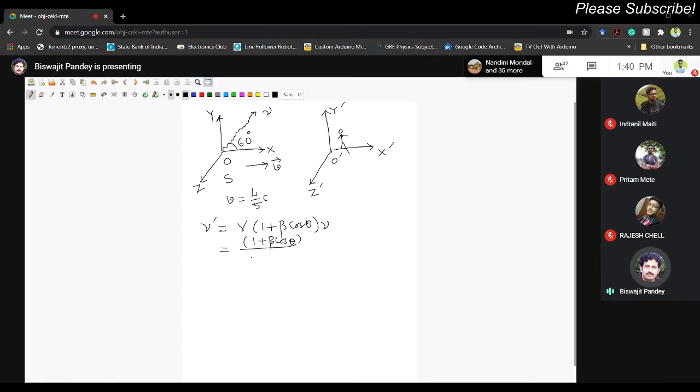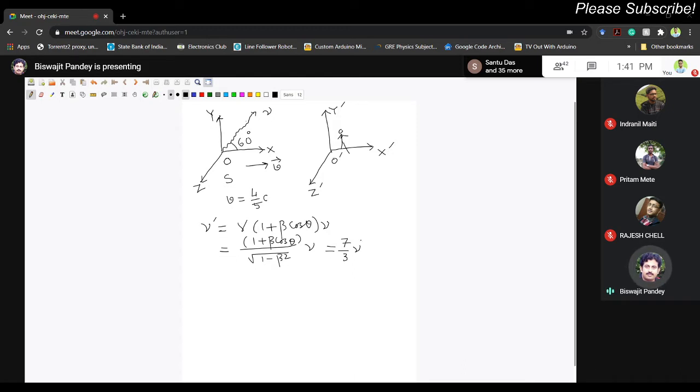And gamma is 1 over the square root of 1 minus beta square, right? So you just put these values, beta equal to 4 by 5 c. Since beta is v by c, c gets cancelled, it will be 0.8, and you have cos 60 degrees here. So put the values: 1 plus 0.8 cos 60 degrees divided by the square root of 1 minus 0.8 square, times nu. If you calculate this number, you will find this will be 7 by 3 nu.